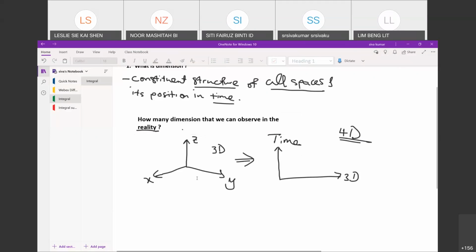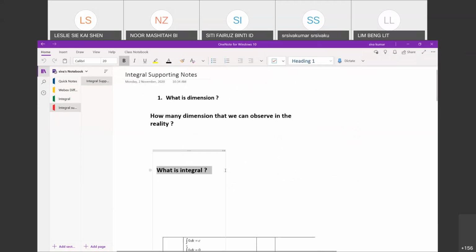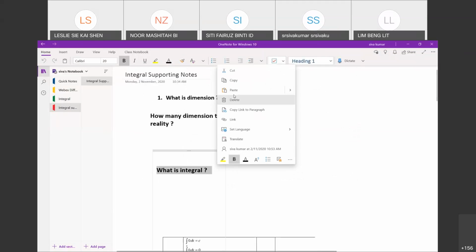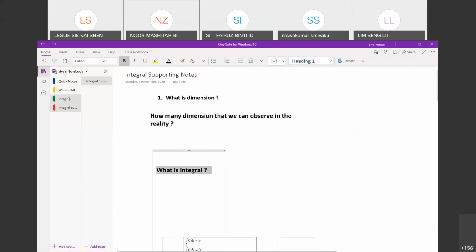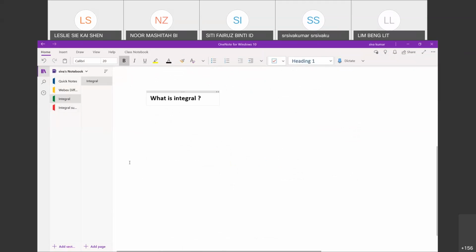How does integration relate to what we are studying now? That's what I wanted to introduce to you. Now, the next question that I want you all to answer. We go for a simple question here. Integration. What is an integral?